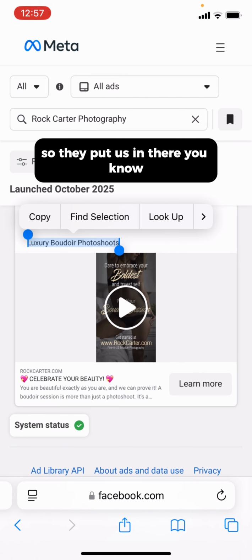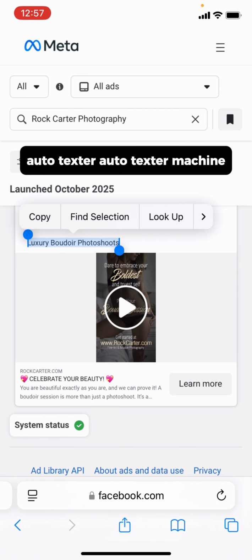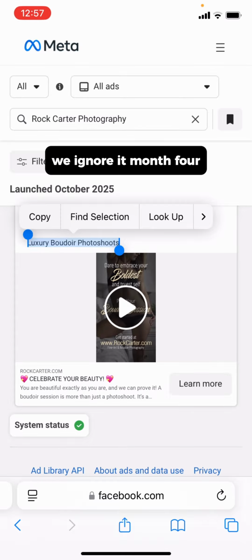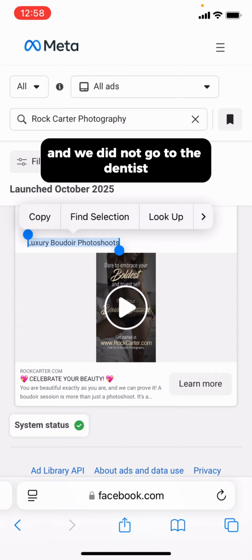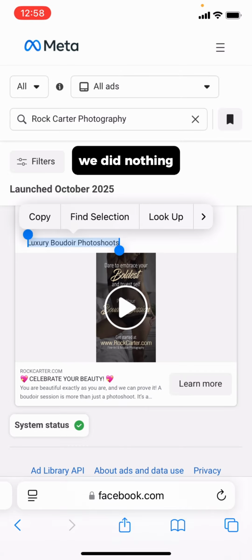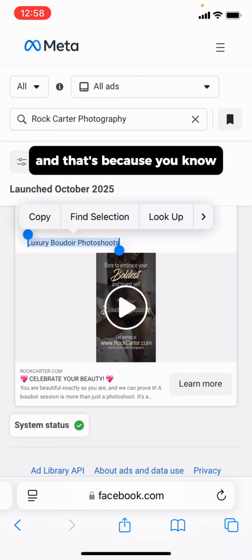So they put us in their auto texter machine, and it auto texts us month 3, we ignore it. Month 4, we ignore it. Month 5, we ignore it. And month 6 comes and goes, and we did not go to the dentist. We didn't set up an appointment. We did nothing.